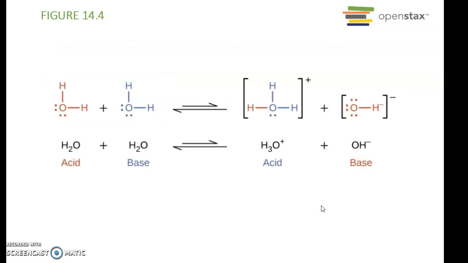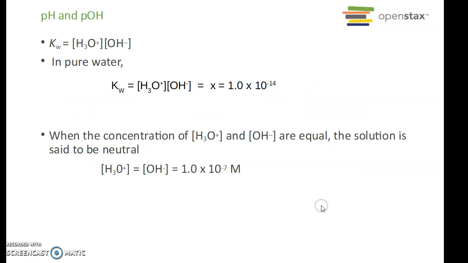And so you can see here is your one water molecule acting as an acid, one is acting as a base, and then that forms the H3O+, and then the OH. So in pure water, K sub W, remember, that's the concentration of the H3O plus and the hydroxide ion equals x squared equals 1.0 times 10 to the minus 14th. When the concentration of those are the same, the solution is said to be neutral. That is, it's the square root of that number that you have up above, which is 1.0 times 10 to the minus 7th molar.